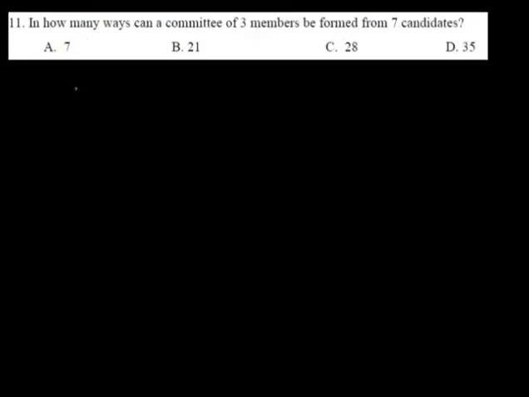In how many ways can a committee of 3 members be formed from 7 candidates? Totally there are 7 candidates, out of which we are asked to select 3 members, but how many ways do we have to select 3 members from 7 candidates? So here we apply the concept of combination. The total number of candidates is 7. Out of these 7, we want to select 3. So combination of 7, 3 will be the number of ways of selecting 3 members from 7 candidates.